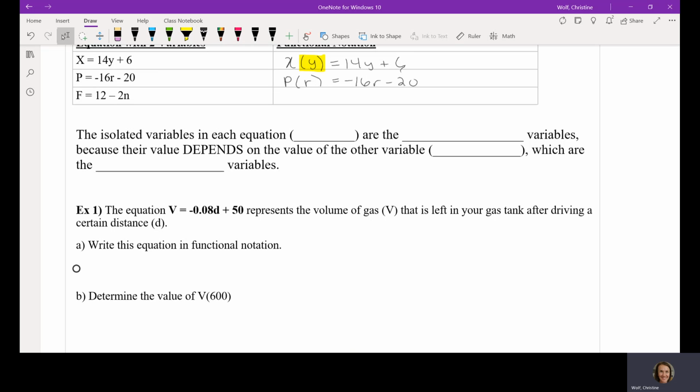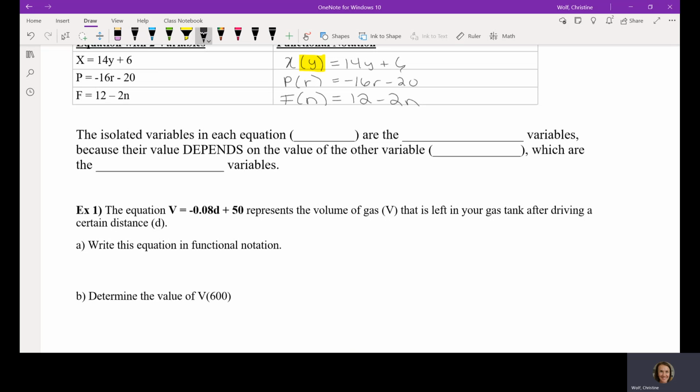Finally, this one works the same way. F, and then the other variable is an n, so you throw it in brackets, and you recopy the rest exactly how it is. So there you go. We're going to be using these types of functional notation equations for the examples today.